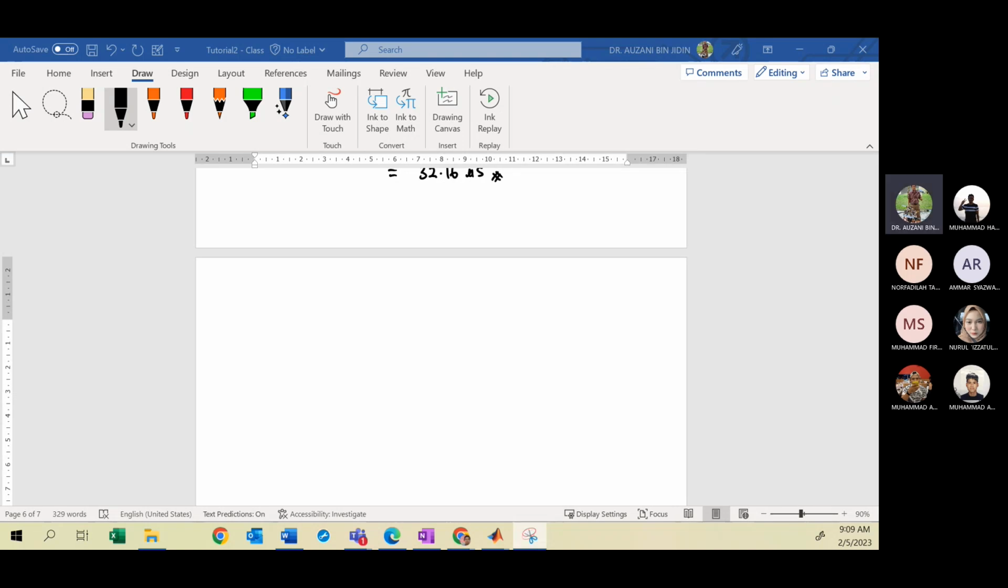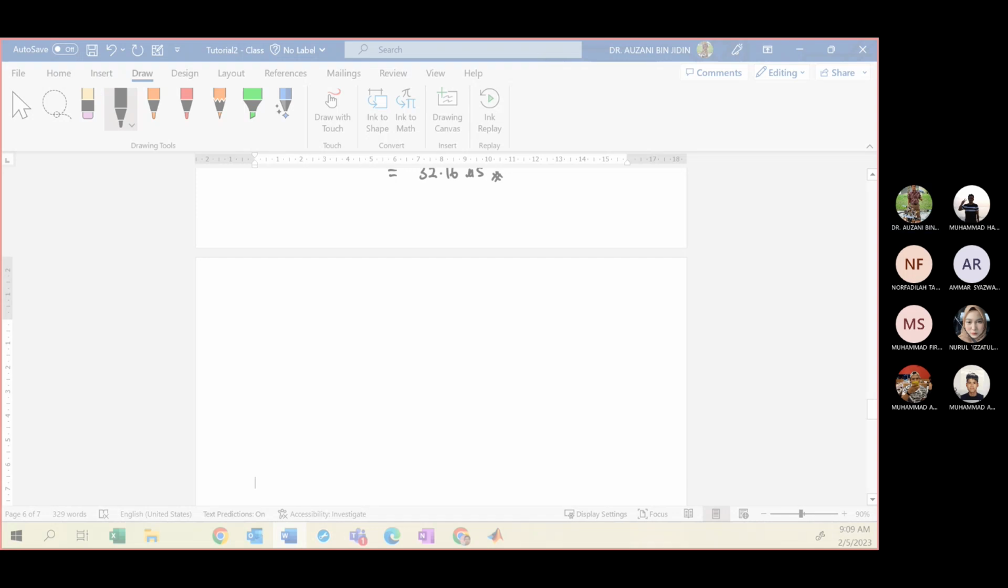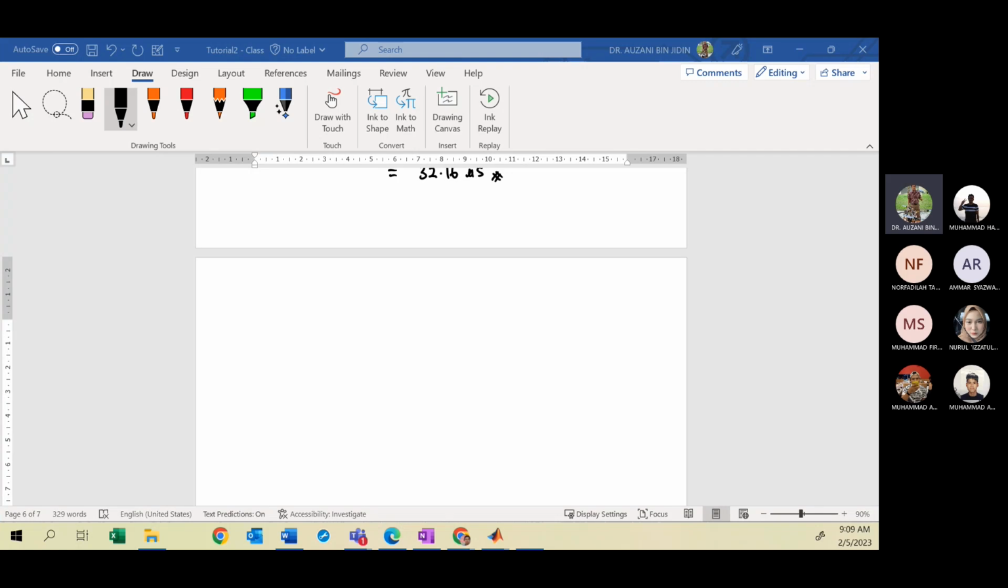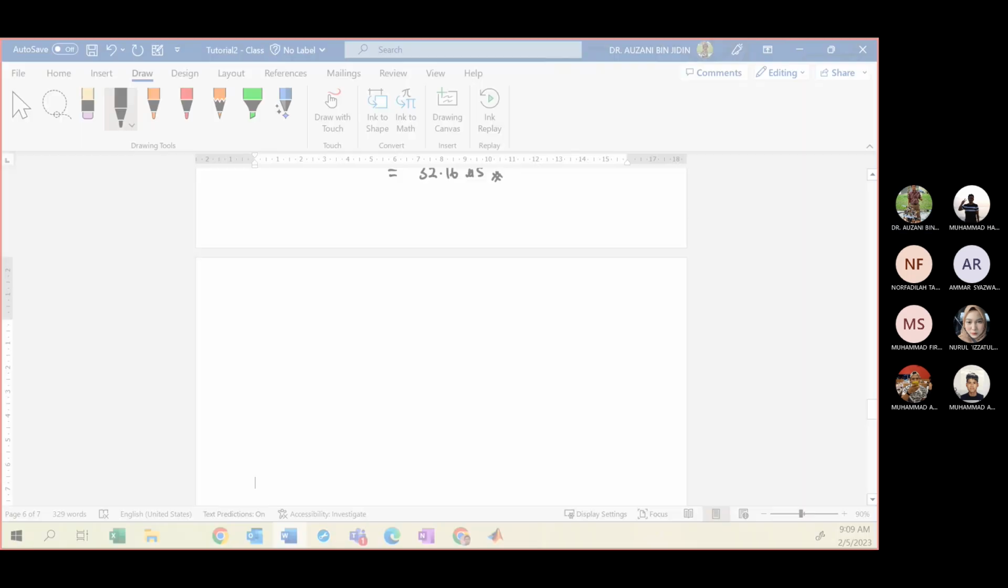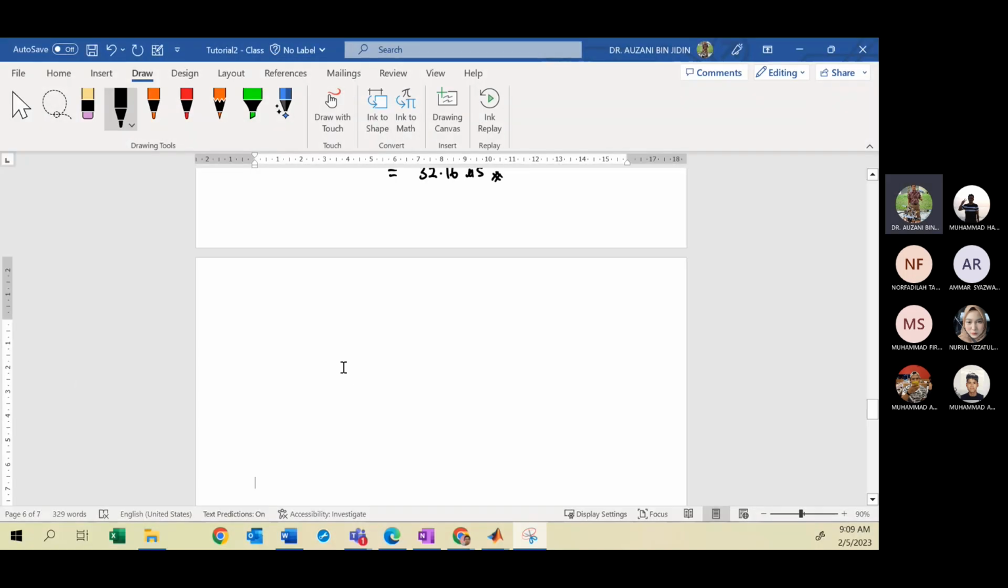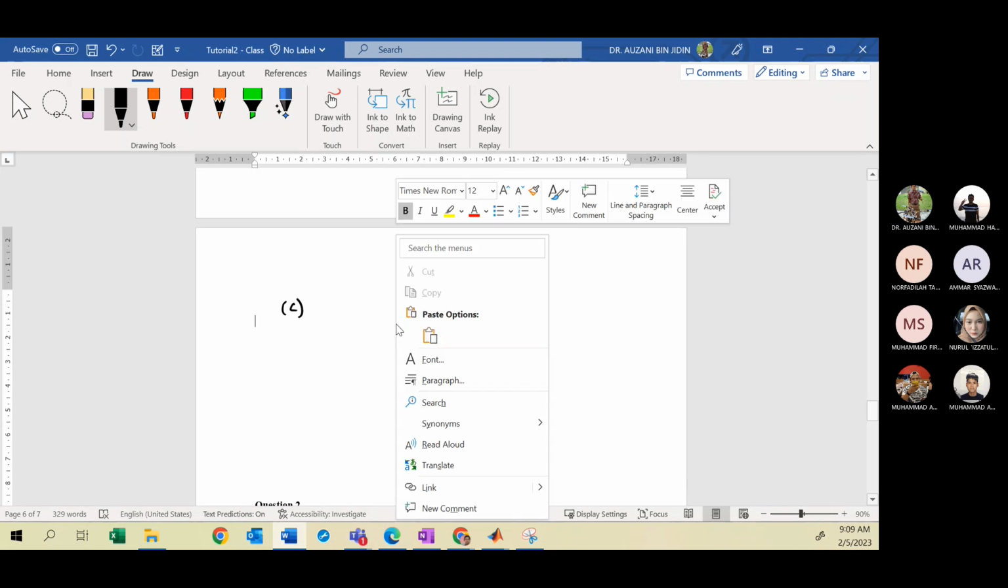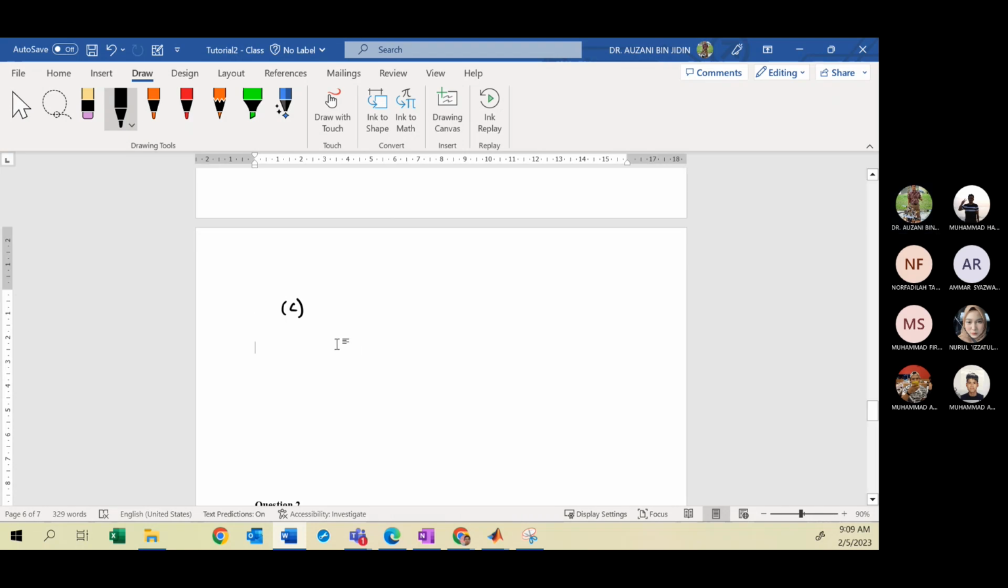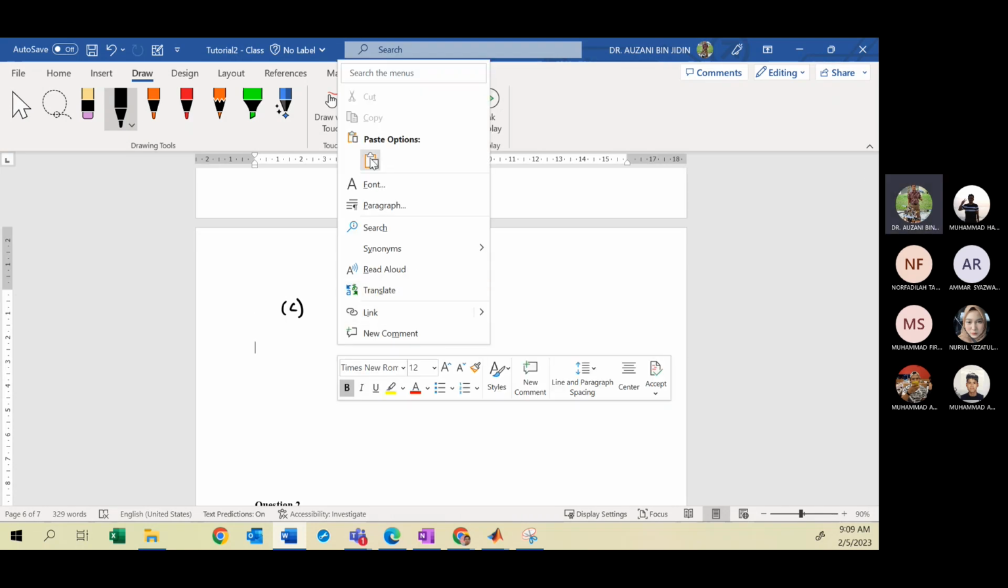Snipping tool, new. Sorry. Okay. Then for part C, paste to here. Right? Why cannot paste?